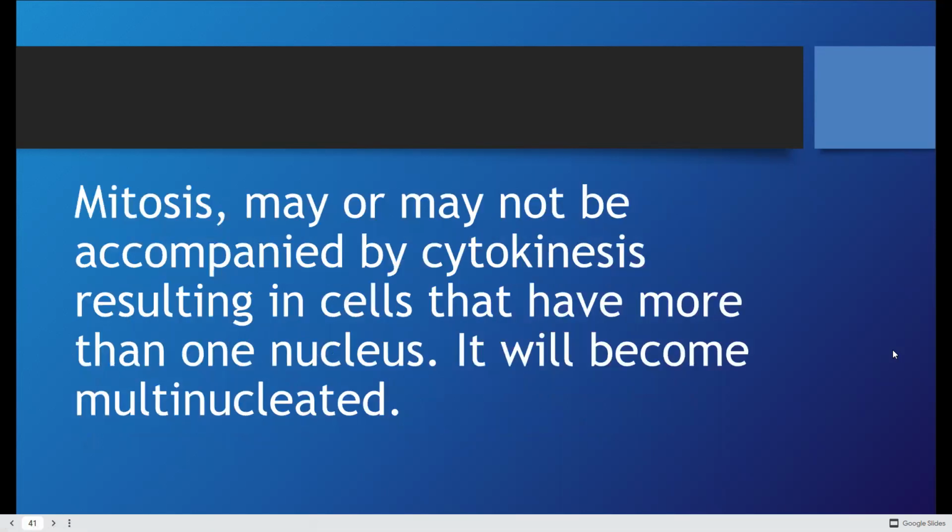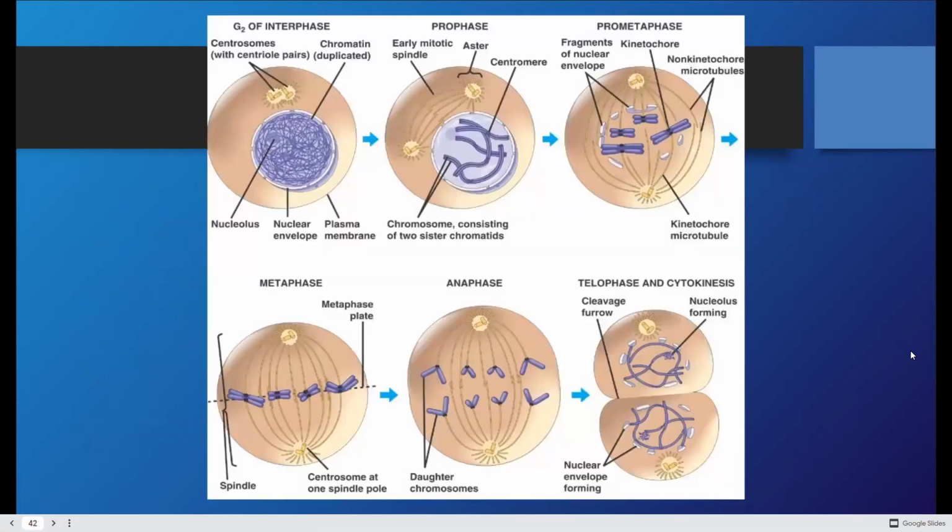Mitosis may or may not be accompanied by cytokinesis, resulting in cells that have more than one nucleus, binucleated or two nuclei. It will become multinucleated. Multi means many nuclei.